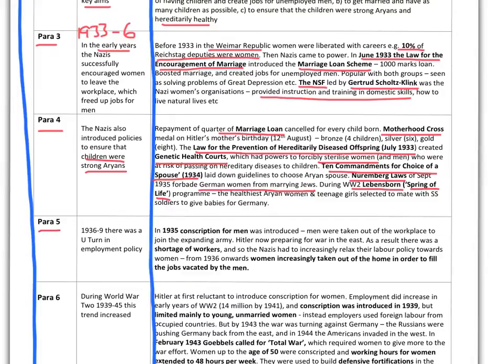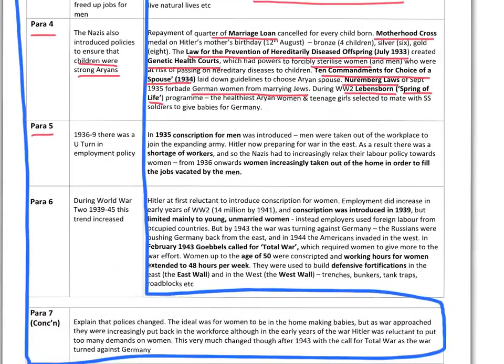Your next paragraph, paragraph 5, focuses in on the period 1936 to 39. So this is before the outbreak of war, but it was about 4 years in, after Hitler took power. There was a U-turn, an about-turn in employment policy. The reason for this: in 1935, conscription for men was introduced, and as a result there was a shortage of workers because men were leaving their jobs to go and join the army. And so from 1936 onwards, women were increasingly taken out of the home in order to fill the jobs vacated by men.